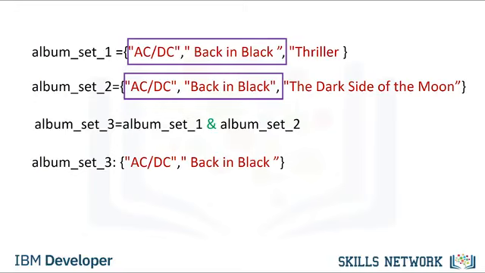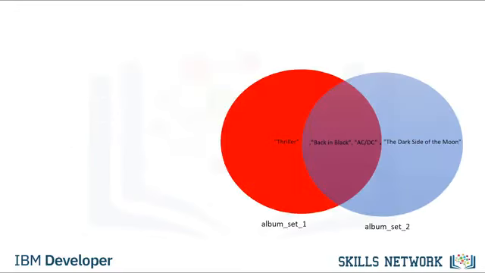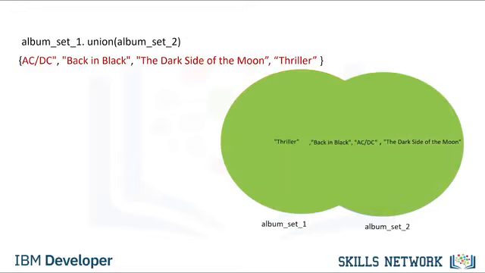The union of two sets is the new set of elements which contain all the items in both sets. We can find the union of the sets album set 1 and album set 2 as follows. The result is a new set that has all the elements of album set 1 and album set 2. This new set is represented in green.